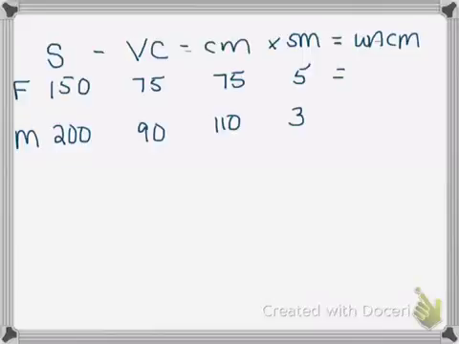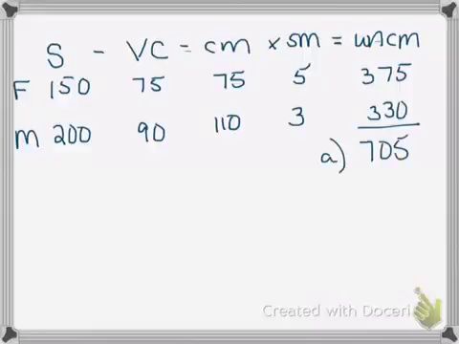So when we take 75 and we multiply that by 5, we get 375. When we take 110, multiply that by 3, we get 330. And if we add those together, that is 705. So that is really what we're looking for in that weighted average contribution margin, that 705 there.